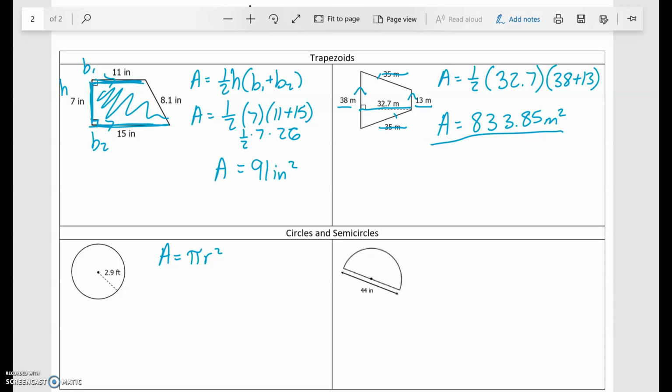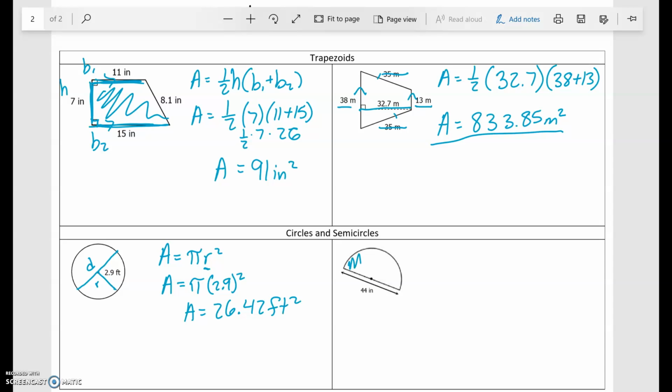Now let's go ahead and take a look at circles and semicircles. Our formula for area of a circle is area equals pi r squared. We do need the radius. So from the inside out, that's going to be our radius. And remember, if it is a chord that goes from one side of the circle and passes through the center, that's going to be called our diameter. And we're lucky, in this case we have our radius, which is going to end up just being pi times 2.9 squared. After multiplying all of that out, you should end up with the answer of area equals 26.42 feet squared.